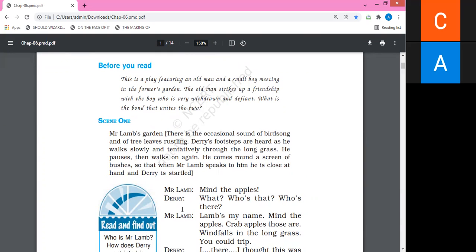Just look at the reply of Mr. Lamb here, giving a brief intro, highlighting that Lamb was his name. Again, he was instructing that guy to move properly so he would be able to take care of things while he moved. He highlighted that due to windfall, the apples were there on the long grass. Yesterday I told you windfall highlights one more meaning: unexpected gain. Why is windfall considered an unexpected gain?